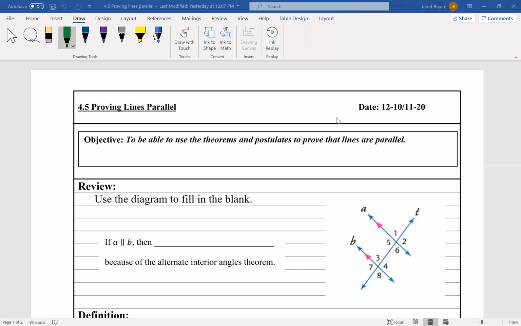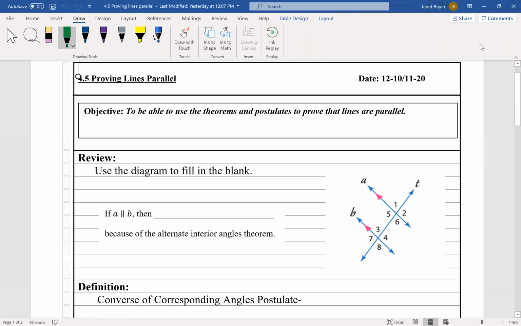Okay, so looking at this here, first part, you do not need to sketch this diagram for me. But I have this, and we're saying if A is parallel to B, then something is true because of the alternate interior angles theorem. So I just want you to write this piece down for me. If A is parallel to B, then blank, then something, because of the alternate interior angles theorem.